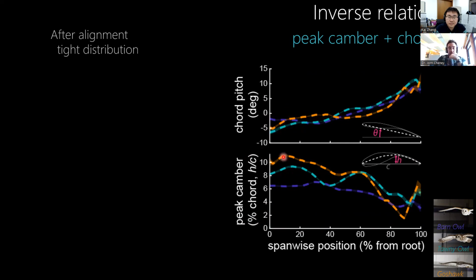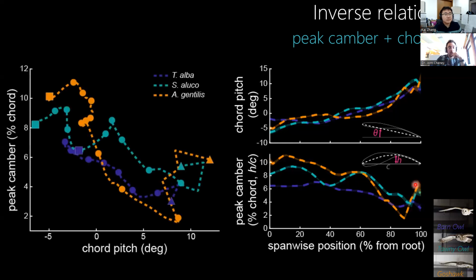And similarly, if you do the same thing for peak camber, so the maximum camber value, you get the opposite pattern. So the camber starts to decrease as you move from proximal to distal. And not surprisingly, we can basically take this plot and plot it against itself, and we see that there's quite a nice inverse relationship here.